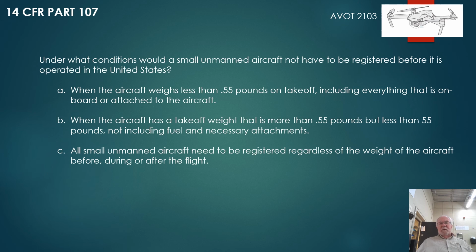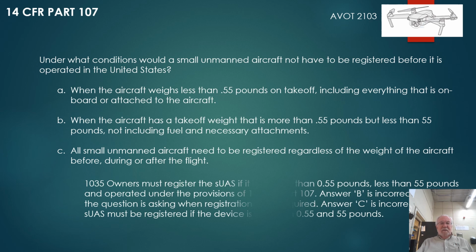Under what condition would a small unmanned aircraft not have to be registered before it is operated in the United States? We know that C can't be right because there are drones that don't have to be registered. B, yeah, aircraft that's heavier than 0.55 pounds but less than 55 pounds, yeah, they need to be registered. Besides that, it's saying not including fuel and necessary attachments. That's a bogus statement, because the weight of a drone includes fuel and necessary attachments. So it's got to be A, right? Less than 0.55 pounds, including everything that's on board. That's the clue.